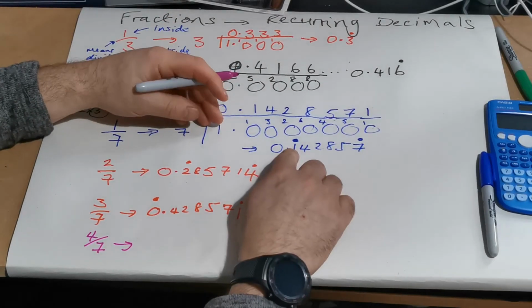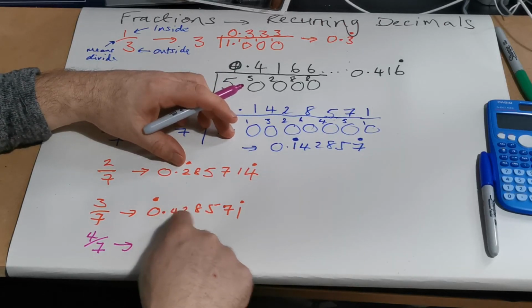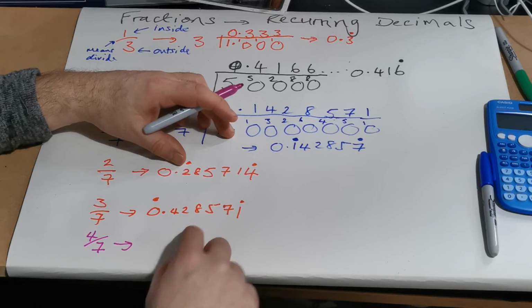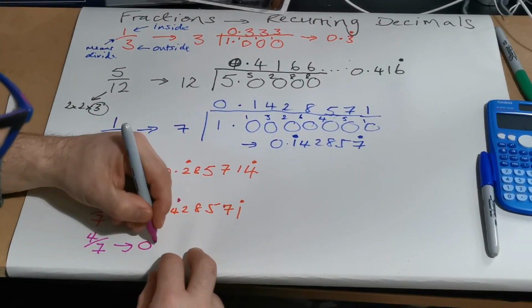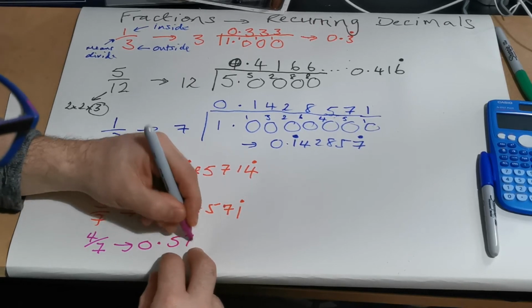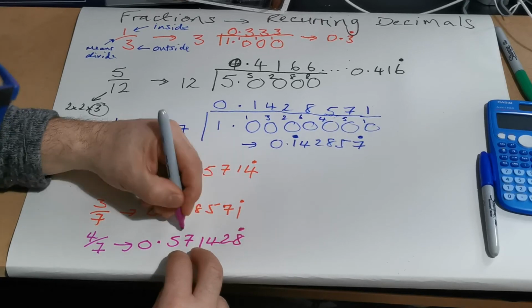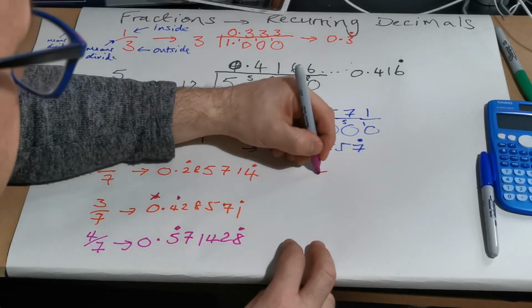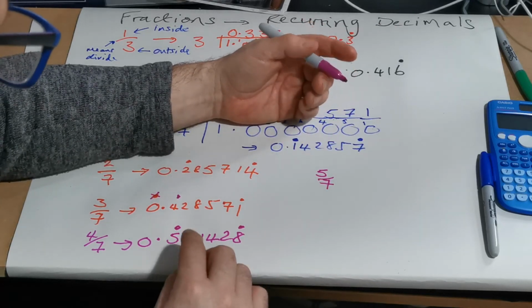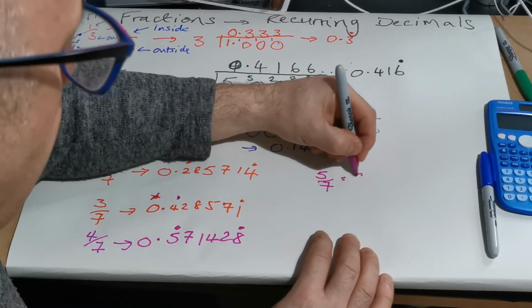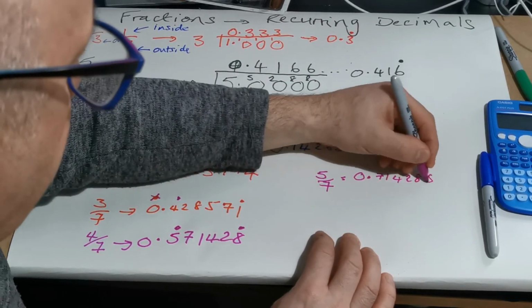So if I was to look at 4 sevenths, I've started on the 1, and I've started on the 2, and I've started on the 4. The next one I really need to start on is the 5. So that would be 0.571428. And 5/7, instead of starting on the 5, I'm going to start on the 7. That's the next biggest one. There's 0.714285.